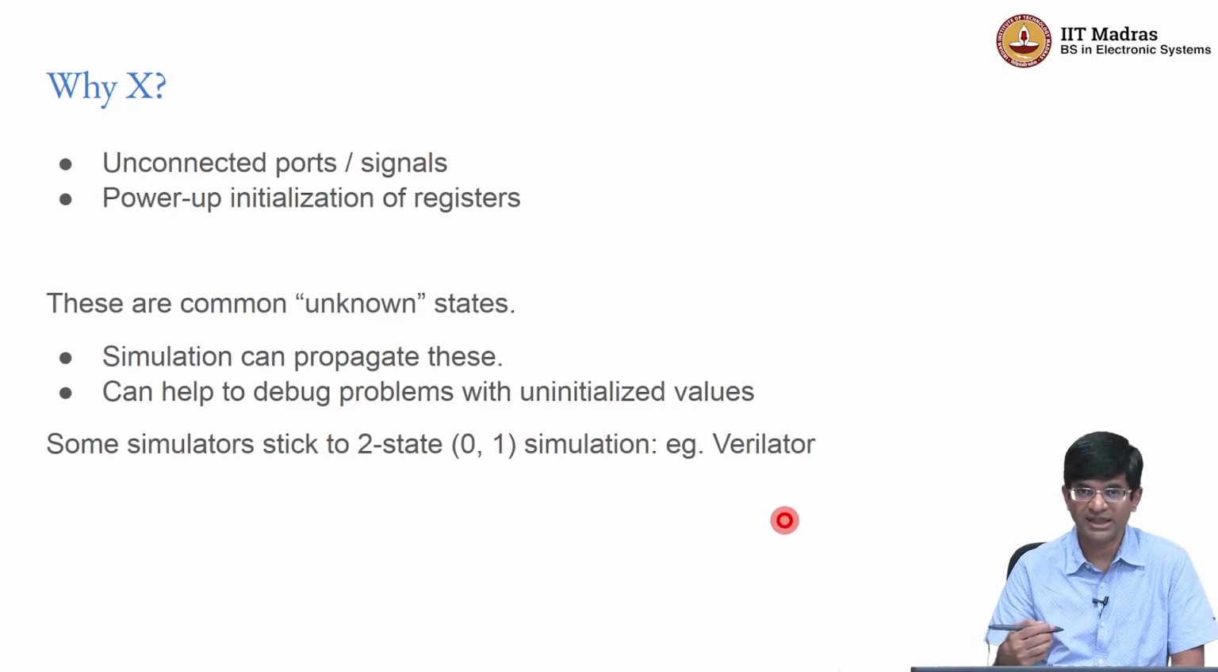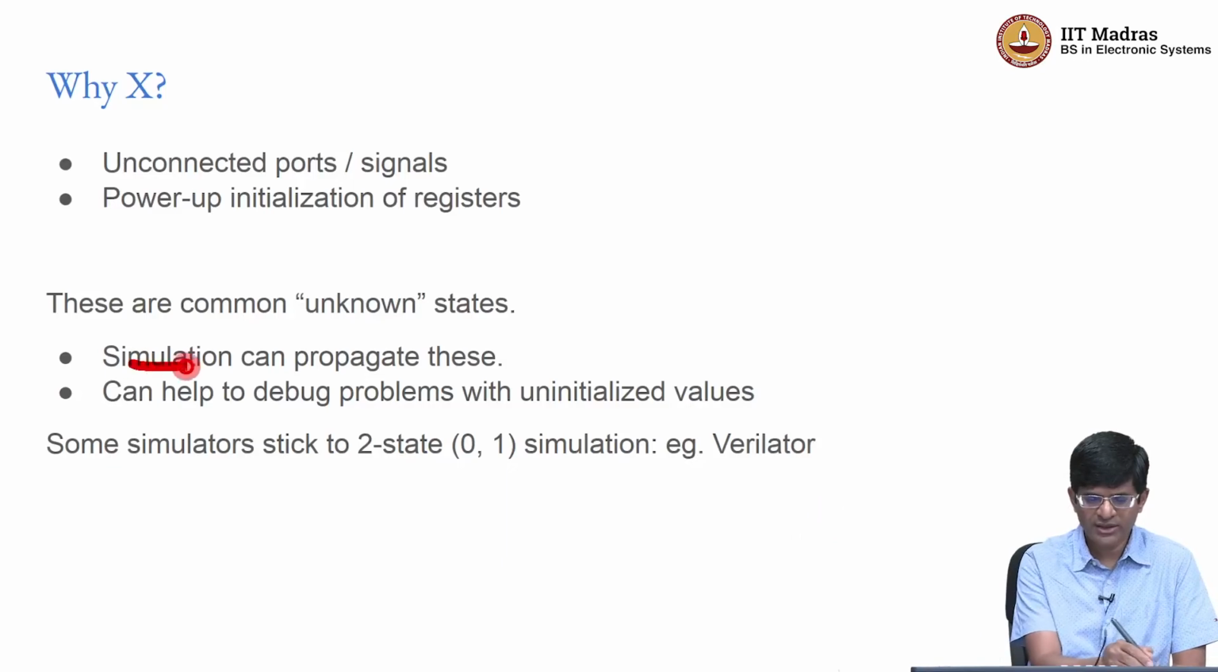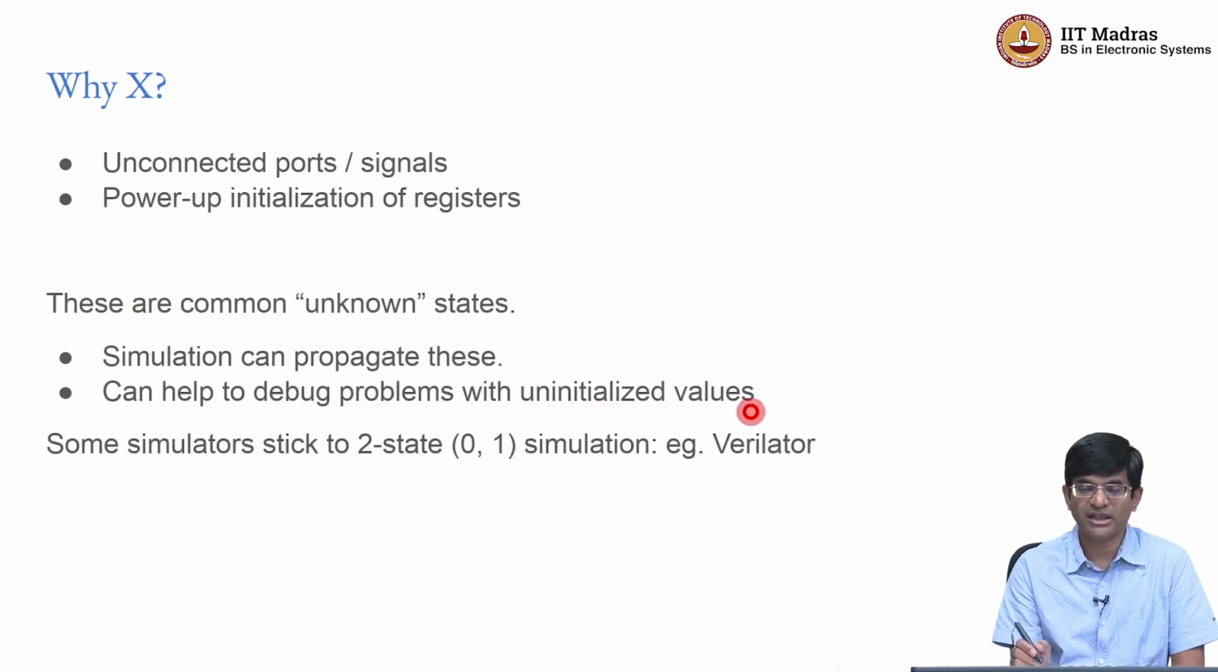They will typically be either 0 or 1, they will not be floating somewhere in the middle because they are registers after all. But whether it is actually a 0 or a 1 is not guaranteed unless you have taken steps to explicitly initialize. So the simulation can help to propagate these, and very often it can help to debug problems with uninitialized values, right?